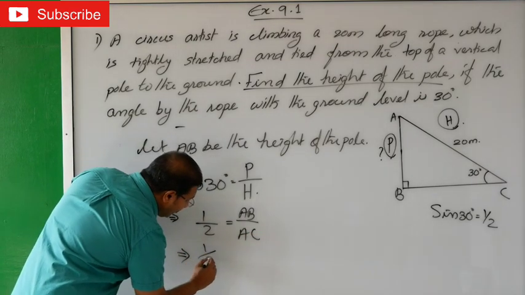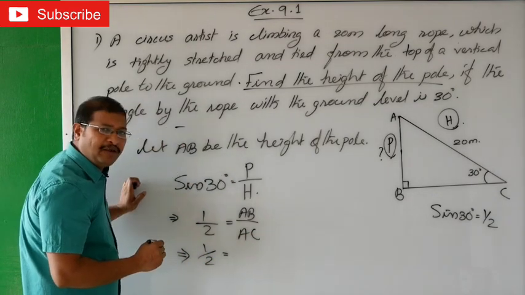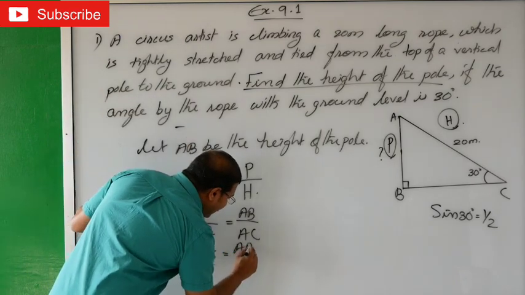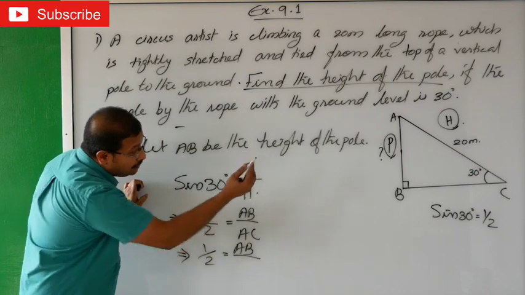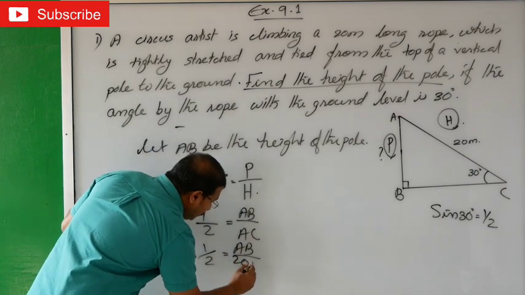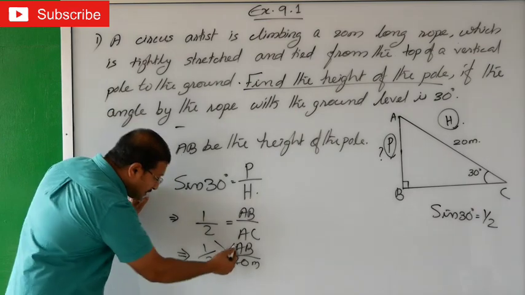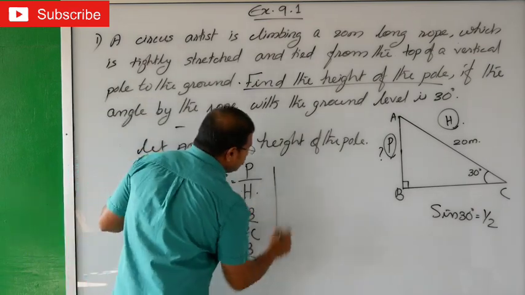This implies 1 by 2 equals AB by AC. What is the value of AB? We have to find out, isn't it? So we'll write AB by, what is AC? 20 meter. Now we will cross multiply this way. That means AB into 2.